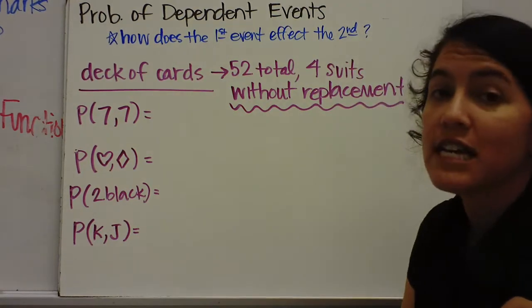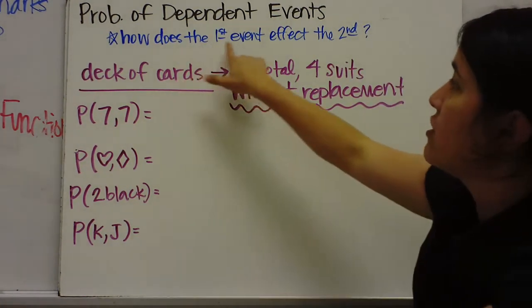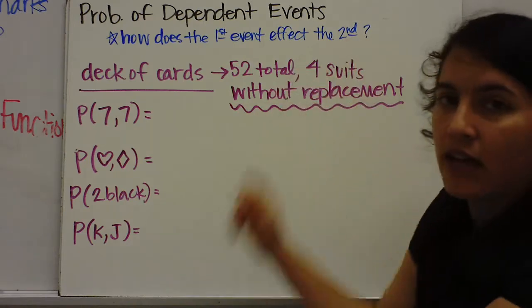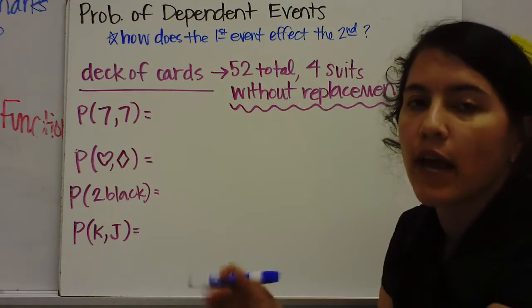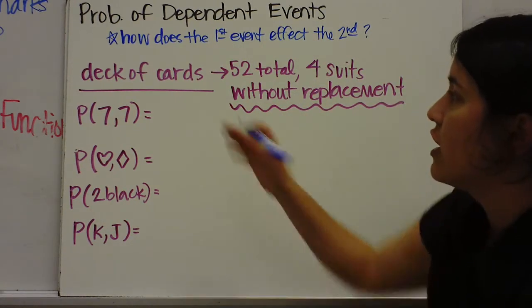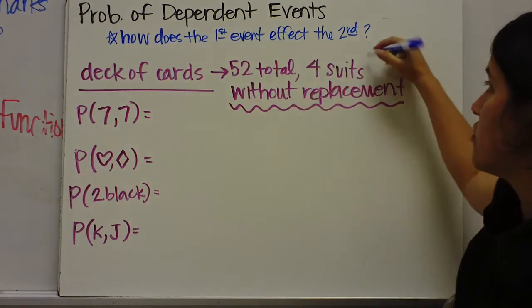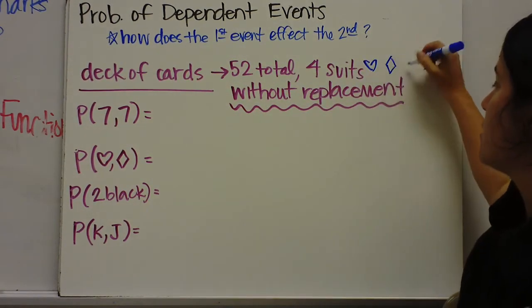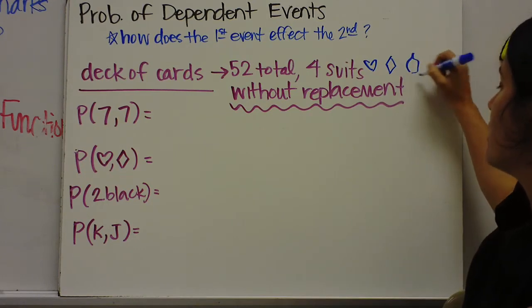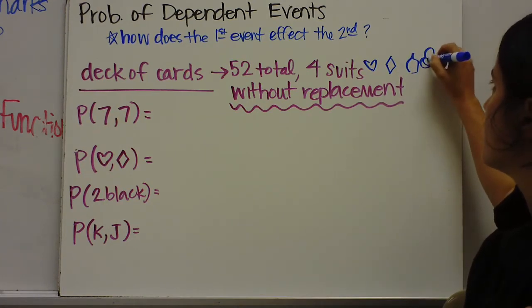Okay, probability of dependent events. How does the first event affect the second event? That is the question. You have to take into account that the second event is going to change. So if you have a deck of cards, there's 52 cards, 4 suits. There's hearts, diamonds, spades, kind of look like this, and then clubs.